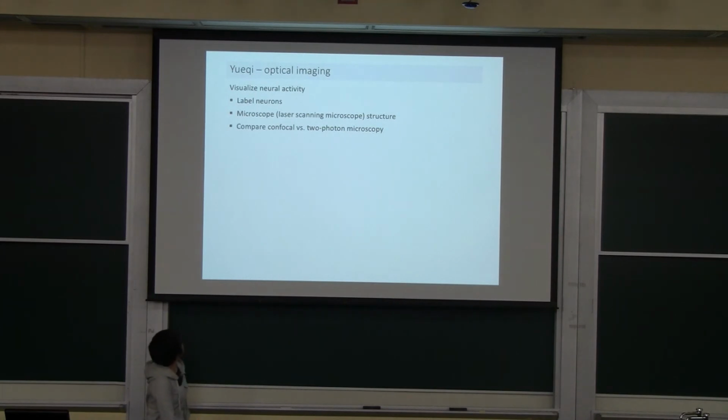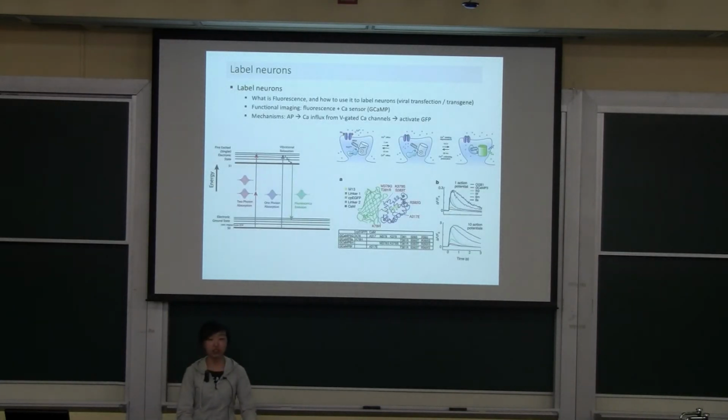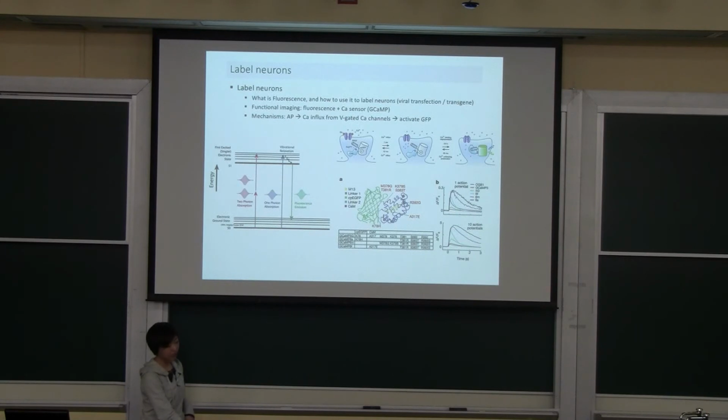So I think the key point is to understand how we image neural activity. First of all, we have to label those neurons to make the neurons give out some light. Then we can use a microscope to see what is going on. Then we introduce two types of microscope. One is confocal, one is two-photon. Okay, let's first talk about the label part. So the stuff we use to label the neuron is called fluorescence, and there are some basic physical principles for how fluorescence works. So basically for a fluorescence molecule, you have two processes.